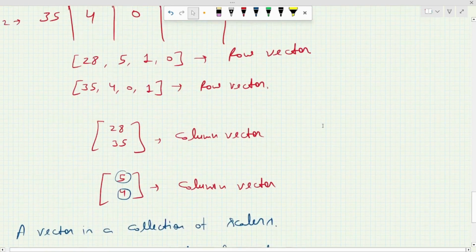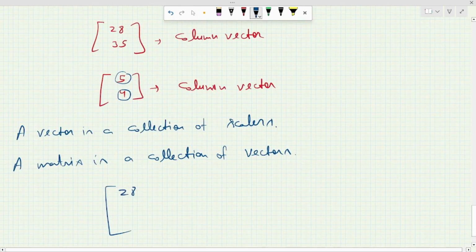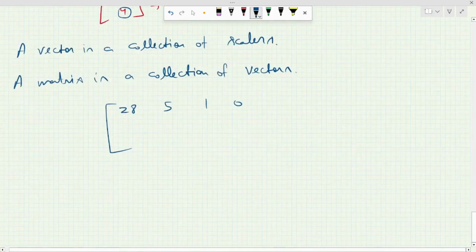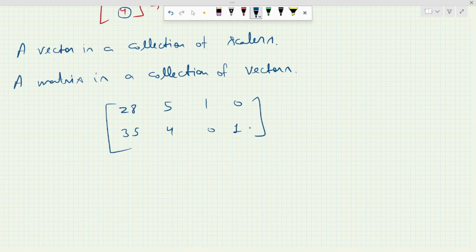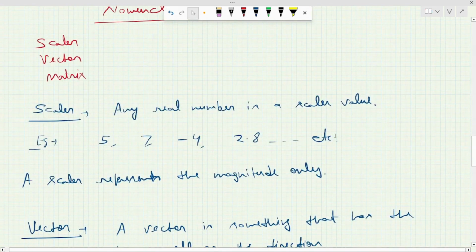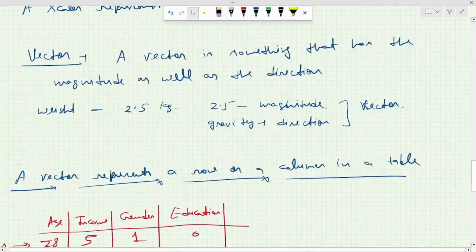If I take a matrix of this particular data, we may have 28, 5, 1, 0, and then we may have 35, 4, 0, 1. So this is nothing but a matrix. It has two rows and four columns. I hope we are getting what a matrix is, what a scalar is, and what a vector is. A scalar is any number, and when we combine them in the form of a particular row or column, it gives us a vector. When we combine multiple vectors together, we get a matrix.